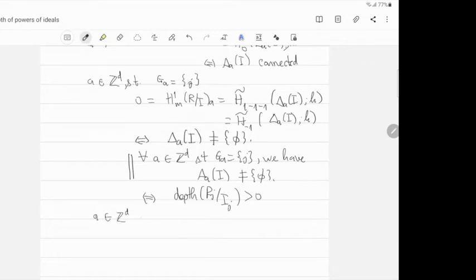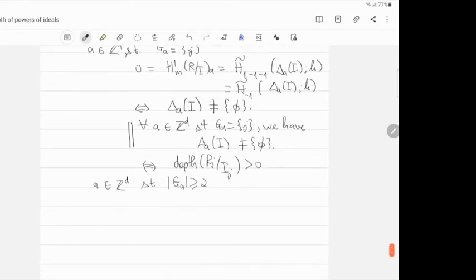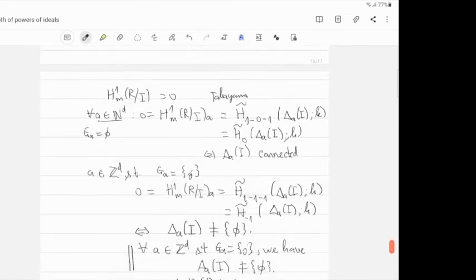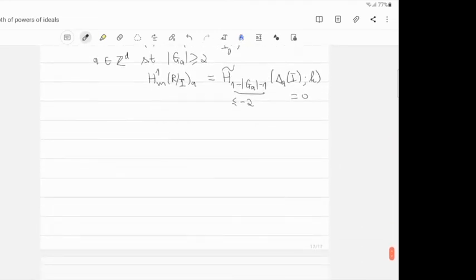So the other vectors you might have are the vectors with at least two negative components. But it is easy. In this case, you can check that again by Takayama, 1 minus G of a minus 1, delta a of I, but this is smaller or equal to minus 2, so this is always 0 for every complex, right? So that's why in this condition, you only need these two conditions. So finally, I can state the condition for depth at least 2 for unmixed monomial ideals, yeah?